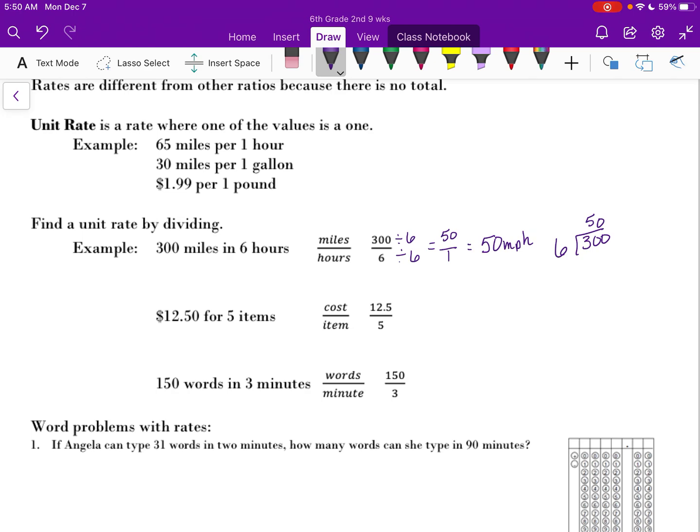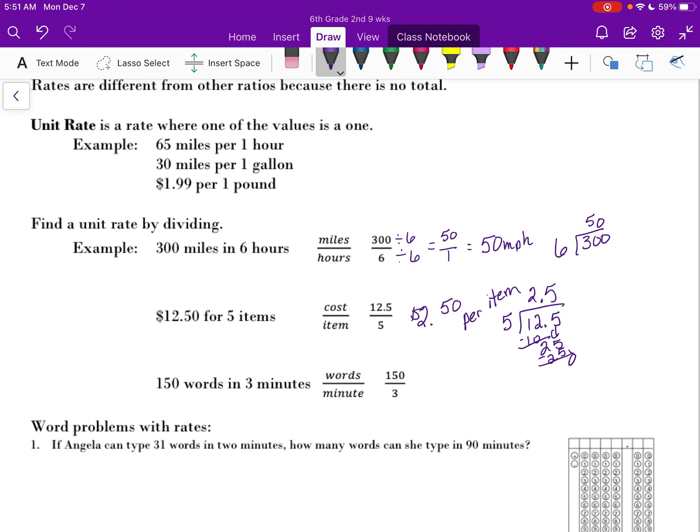Okay, so $12.50 for 5 items. So if we want to figure out how much one item costs, we would say $12.50 divided by 5, which would be $2.50 per item.